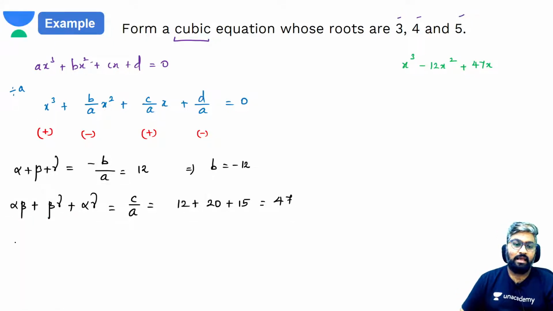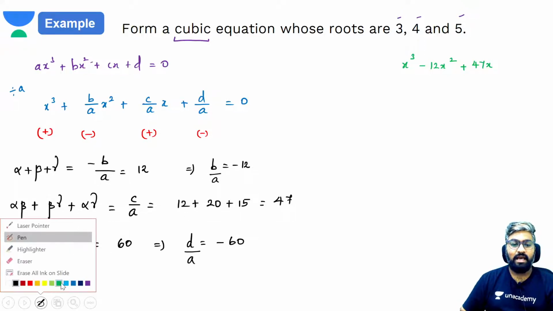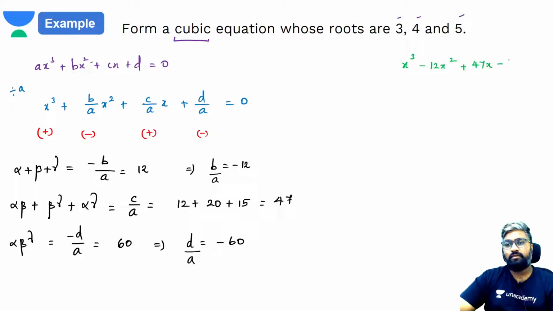Next, all three together, alpha, beta, gamma. This will be equal to what? Minus d by a, that's nothing but 3 into 4 into 5, which is 60. So what do you get here? D will be minus 60. Yes, d by a will be minus 60. So what will we have? The constant part of our equation will be minus 60 is equal to 0. So this is the equation that we are looking for. Got it?